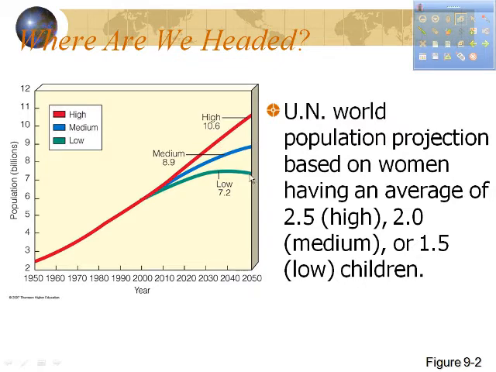So this could be applied to different countries. In the U.S., we tend to have fewer children per woman. In some of the developing countries, they still have a lot of children per woman, and we'll talk about the reasons for that a little bit later.